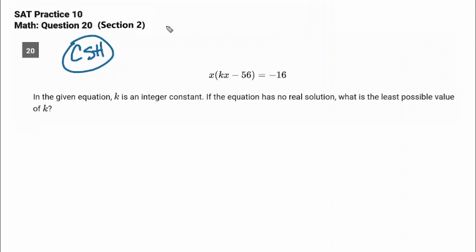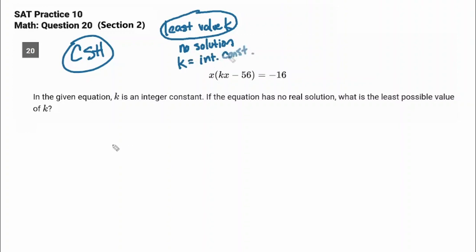So let's write down what we're looking for. Let's circle it. And then there's two other really important pieces of information. What are they? No solution, and k is an integer constant. That's vital. Start by writing the equation. Anybody can do that. And what should you do here?